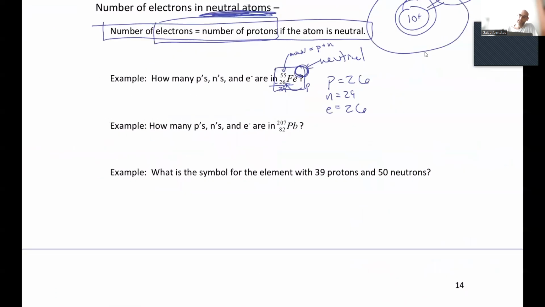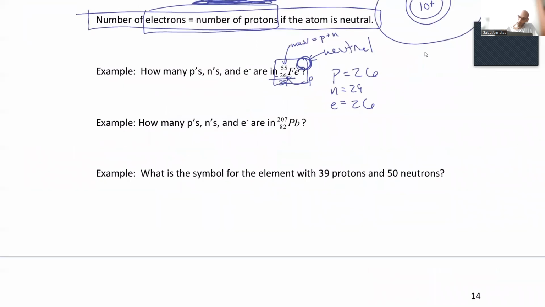So if I have lead 207, how many protons, neutrons, and electrons? What is the symbol for this? Or recreate one of the symbols from above.